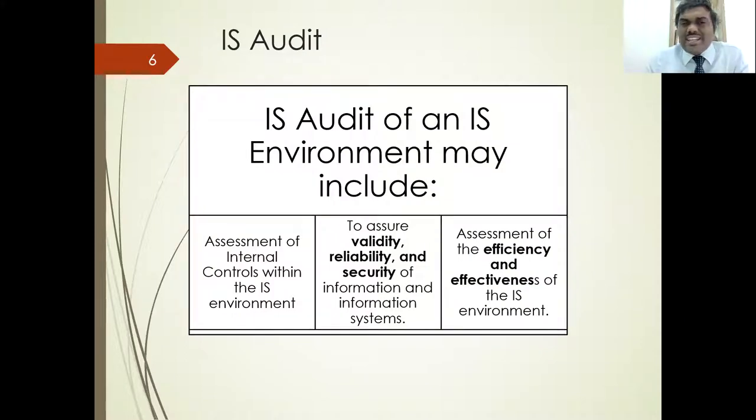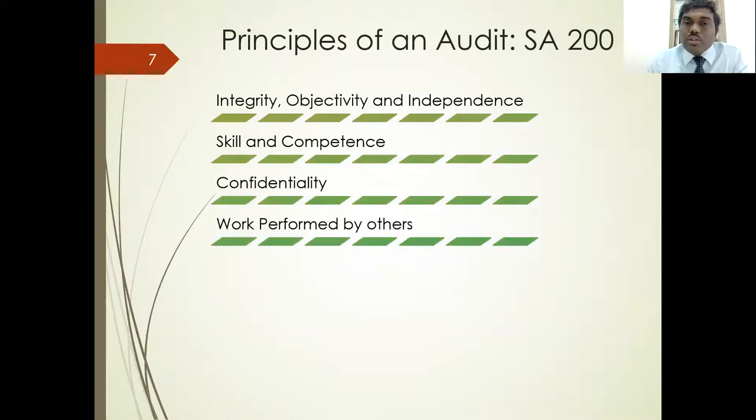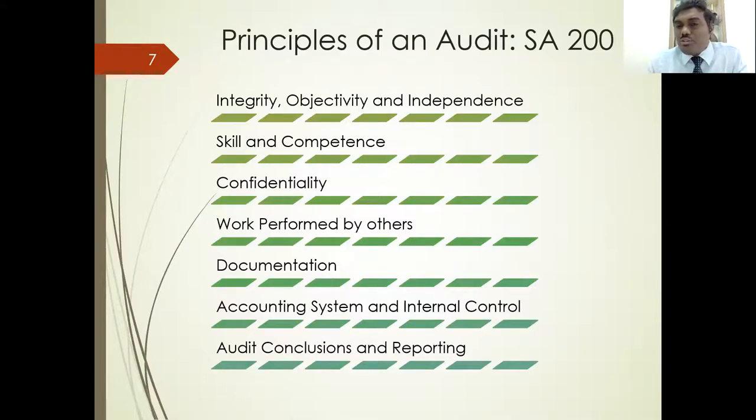Okay. Now, what is an IS audit? An audit of an IS environment may typically include assessment of internal controls, assessing the validity, reliability and security, and it may also focus on efficiency and effectiveness. That is how quick it is, and the effectiveness is more to do with the qualitative parameters. So if you look into the SA 200, the principles of audit still govern here: integrity, objectivity, independence, which all of us are aware of, skill and competence. And this is where a course such as DISA is recommended.